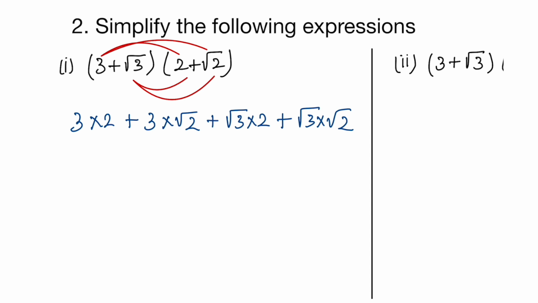Let us just simplify it further. So it should be 3 times 2 is 6, and this is going to be 3 root 2, this is going to be 2 root 3, and this is going to be root 6.